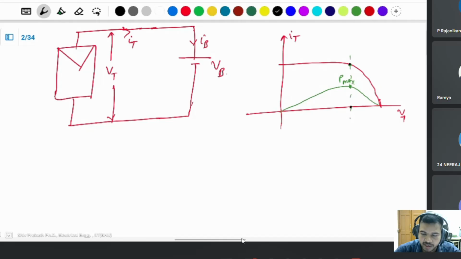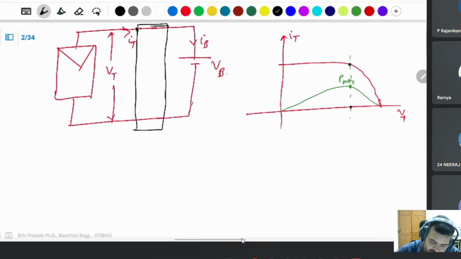If you want to get the maximum power from this to charge a battery, then there is a requirement of a DC-DC converter, which will be placed between the battery and the solar panel. By this, you can charge a battery via MPPT, maximum power point tracking, by using a circuit algorithm which will track the maximum power.